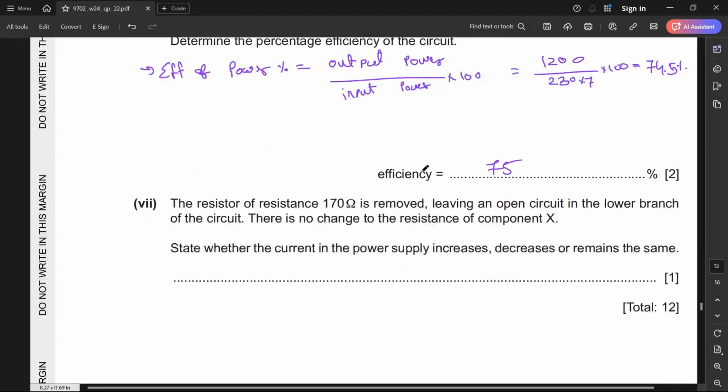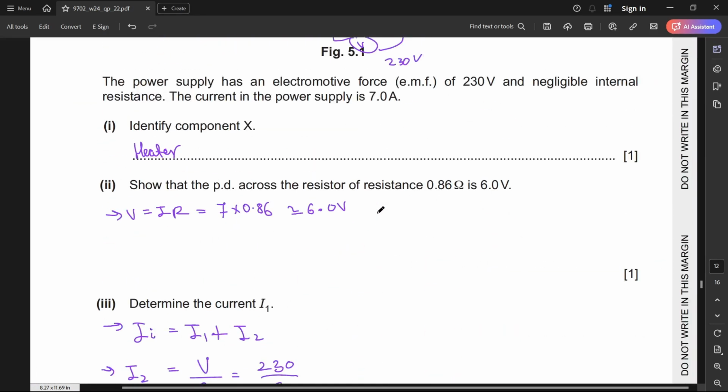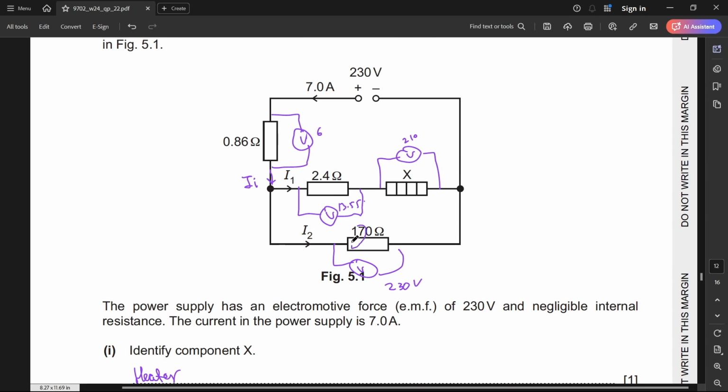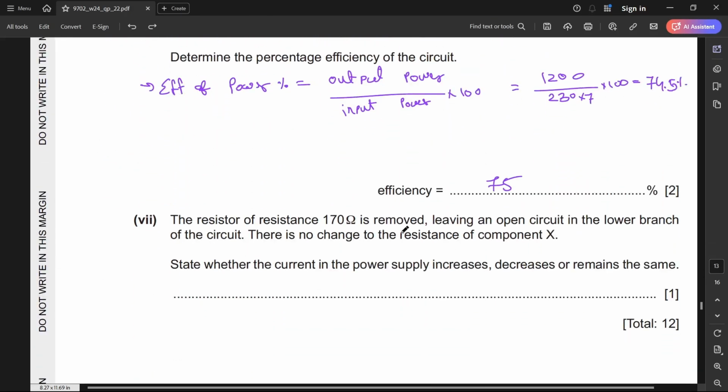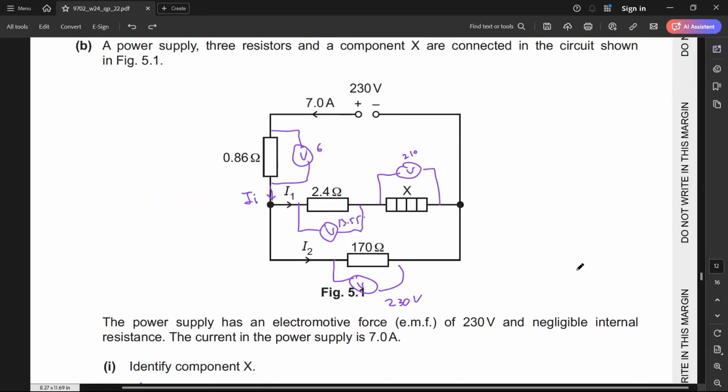Now, the resistor of the resistance 170 ohm is removed. Where is 170? Okay. So we are breaking this particular loop. So we are just having the top loop. Now, leaving an open circuit in the lower, so the lower branch is open now. There is no change in the resistance of the component X. So whatever was the resistance in the component X previously without removing 170 and after removing it, it's same. State whether the current in the power supply increases, decreases or remains the same.